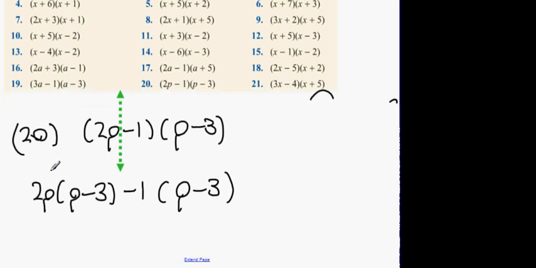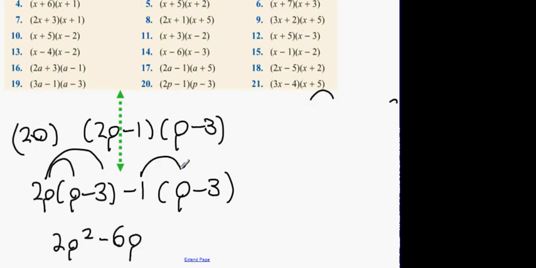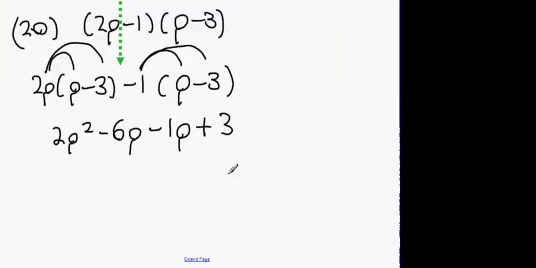What's 2p times p? 2p squared. You've already done it. 2p times minus 3 is minus 6p. Minus 1 times p is minus 1p. And minus 1 multiplied by minus 3 is just plus 3. Now guys, there's something that has to be done in the middle. What has to be done in the middle? It's going to be 2p squared.